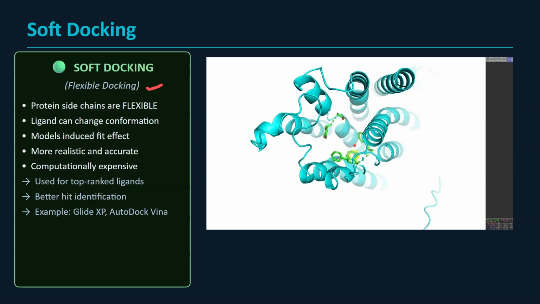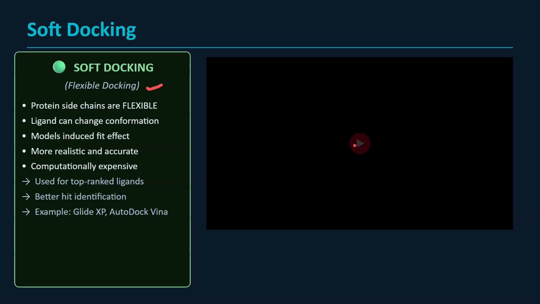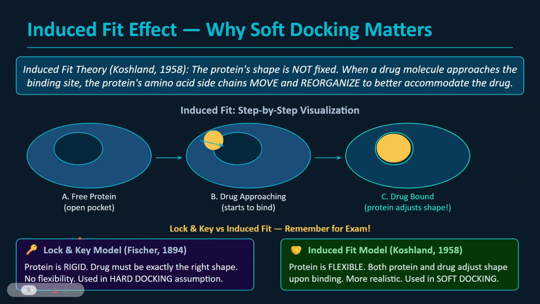The pocket is actually reshaping itself to welcome the drug-like molecule. Here, the protein side chains are flexible and the ligand can change its conformation as well. This is the induced fit model. Now, let us understand the induced fit effect. This is the biological basis for why soft docking is much more realistic than hard docking.